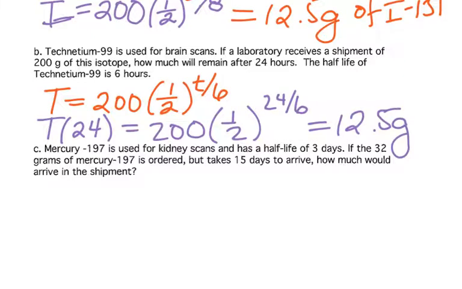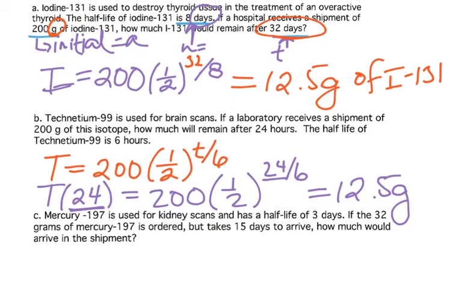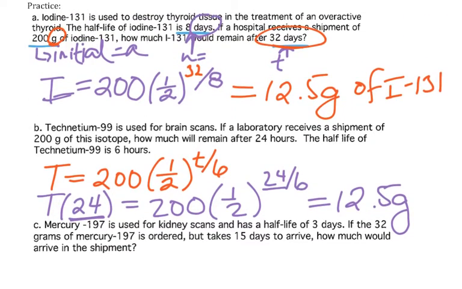Okay, so in B, your general equation should have been technetium equals 200 times 1/2 to the T divided by 6. Here, T is in hours. So the question was, how much remains after 24 hours? I used function notation here to show that I'm plugging in 24 for T, and I got 12.5 grams.